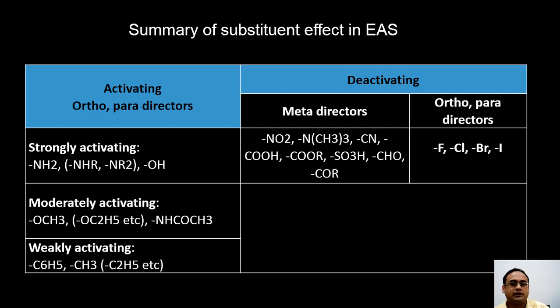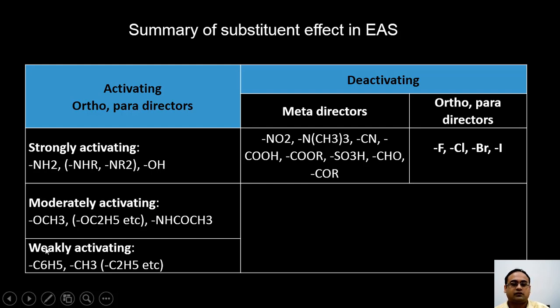The groups are mainly divided into two types, activating and deactivating. Most of the activating groups are ortho-para directors. Strongly activating groups are those that increase the rate of reaction significantly. These are amino, alkyl amino, and OH groups. Some other groups are moderately activating, that is they increase the rate of electrophilic aromatic substitution but only by a moderate amount. These are alkoxy groups like OCH3, OC2H5, etc., and the amide group, NHCOCH3, also known as the acetamide group.